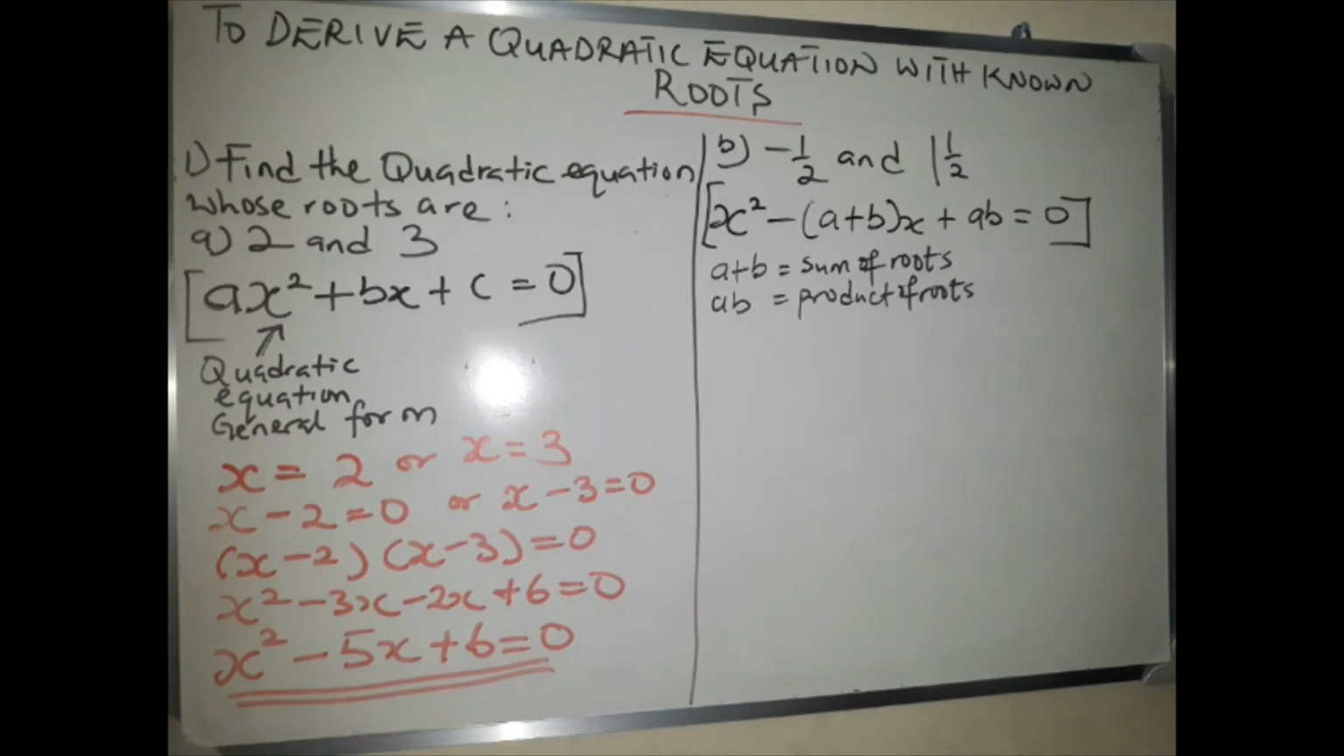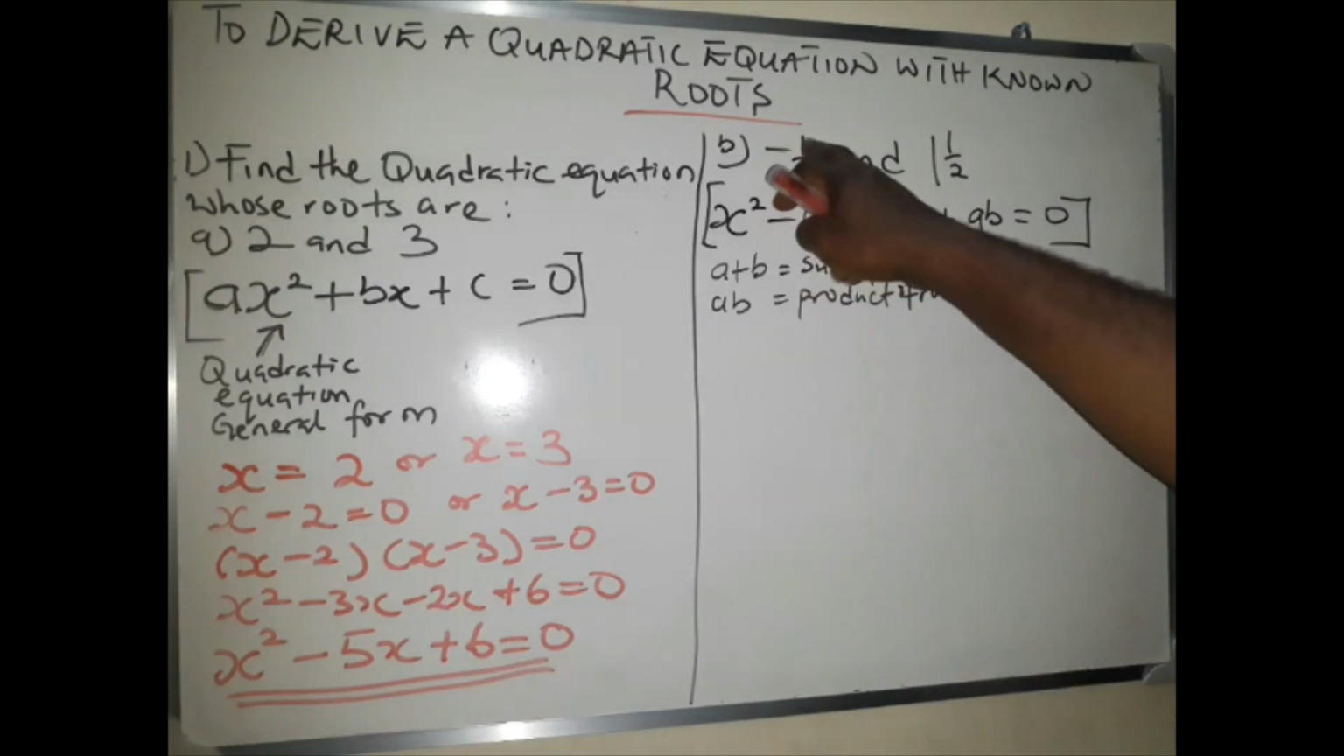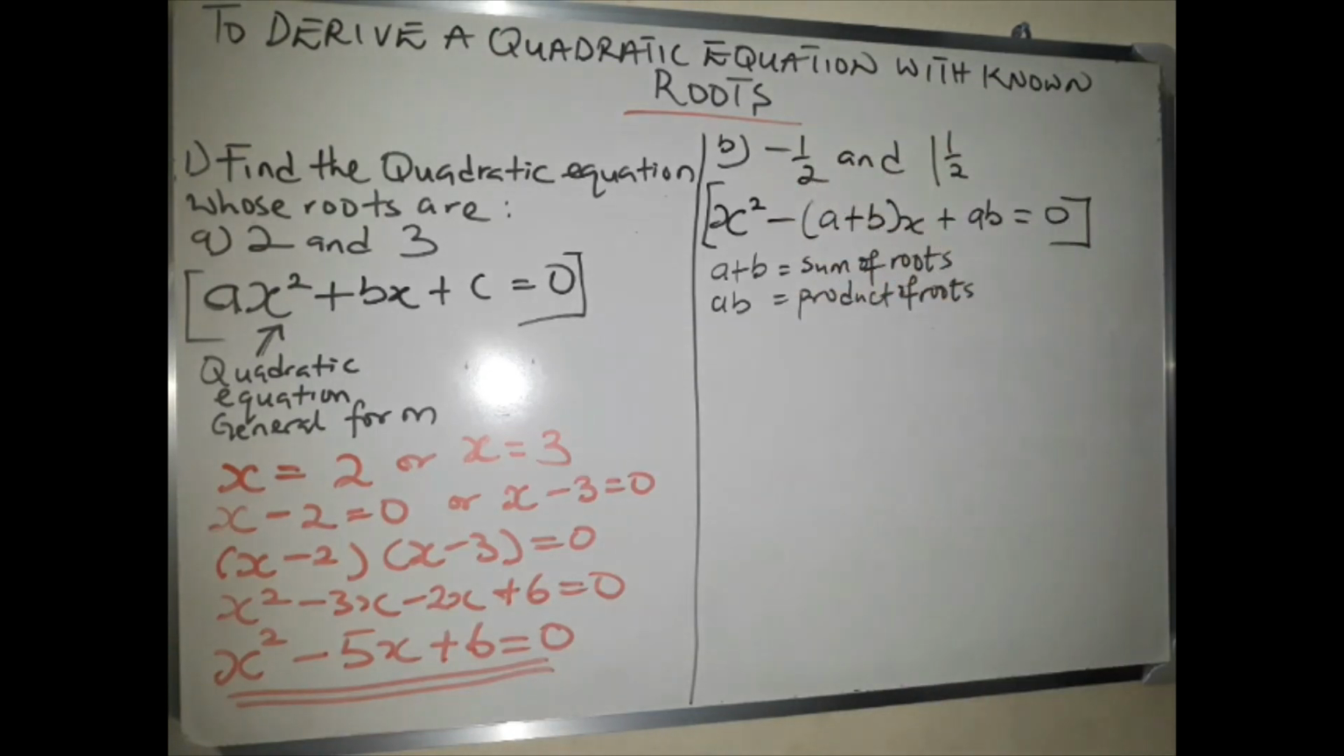Now, as you can see on the board, the two roots given are minus half and 1 and a half. And you can see I also have something else written on the board, which is a formula. This is a formula that you can use to derive the quadratic equation whose roots are known.